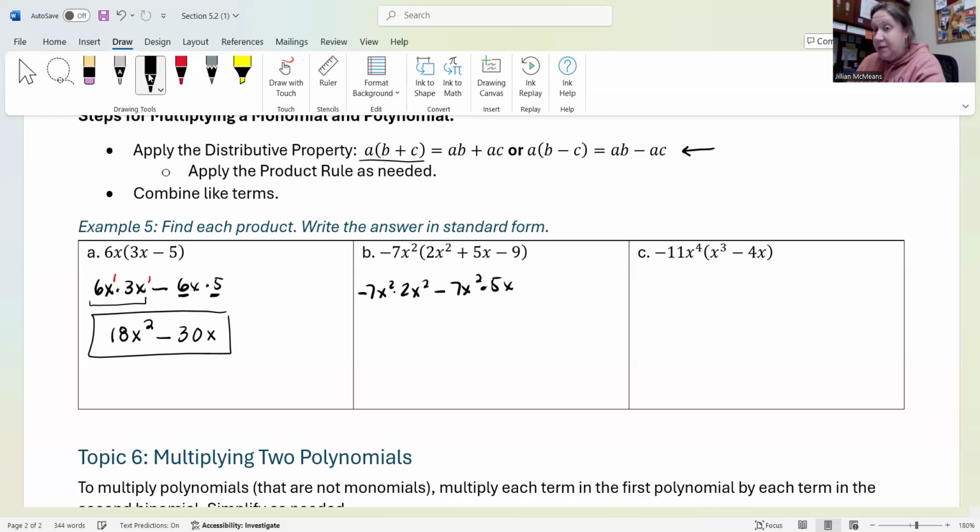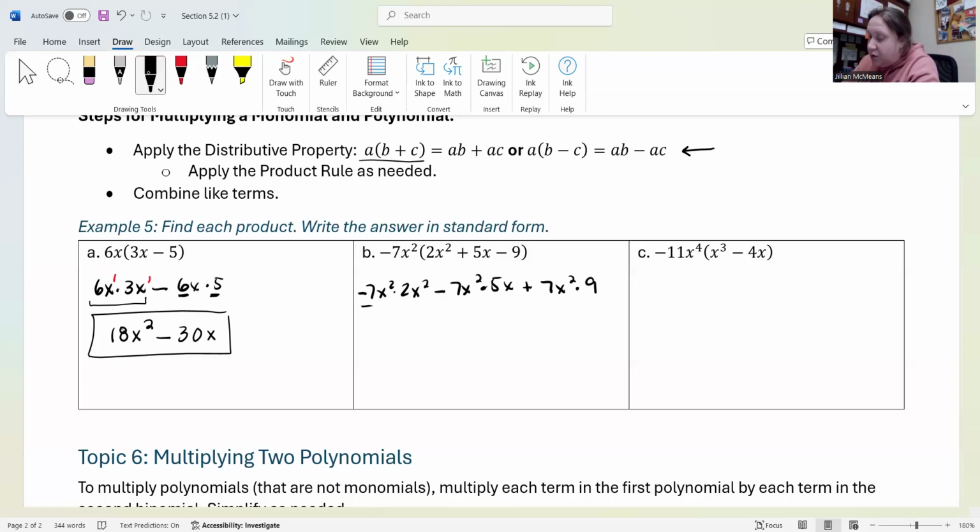And then I've got negative 7x squared times negative 9. Multiplying two negatives becomes a positive. So I'm going to write this as plus 7x squared times 9. Okay, and now we really just have 3 different sets of multiplying two monomials, and we already know how to do that. That was the previous example.